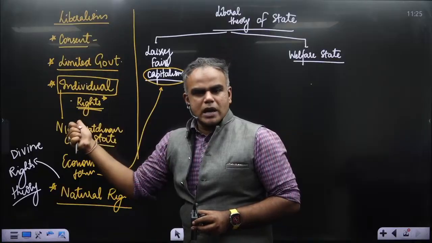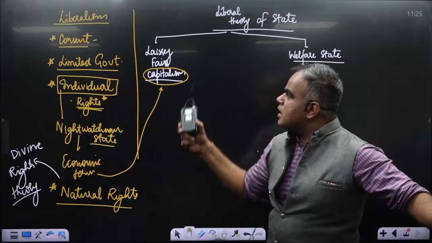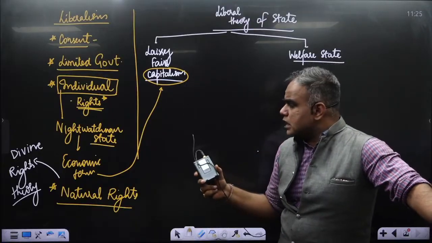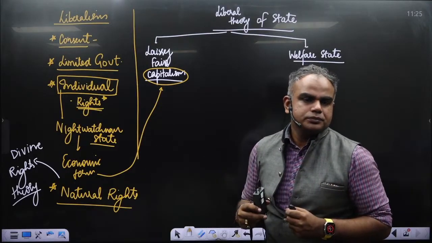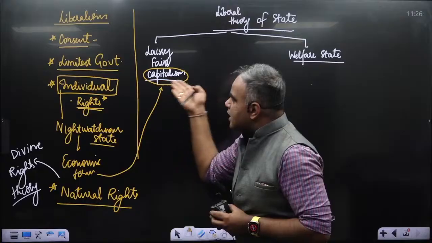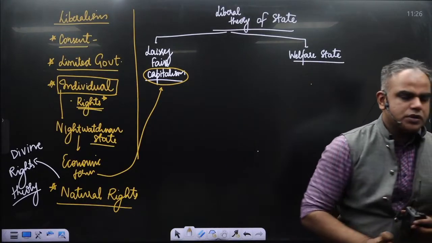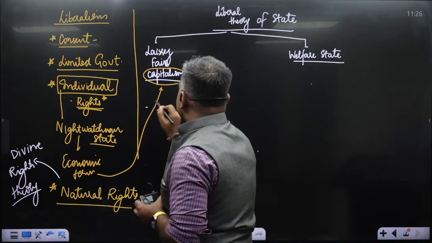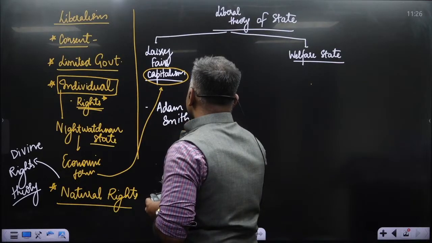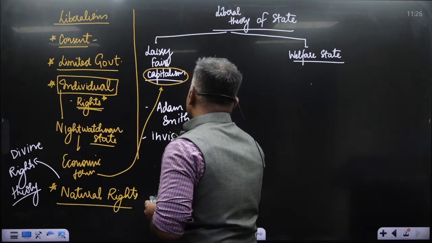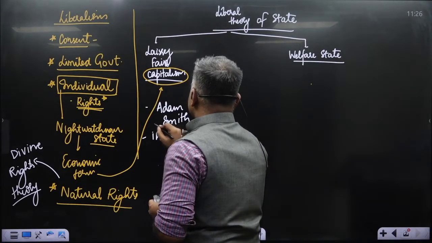So when Locke would come, and not just Locke, Adam Smith, Herbert Spencer, other people, they will talk about how individuals have natural rights to own property. In doing so, they will lay the base of capitalism, which is laissez-faire. Just remember a couple of keywords here. Of course, we'll talk about Adam Smith, the invisible hand. So the market should not be regulated.